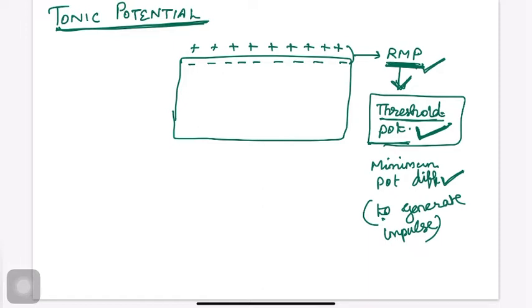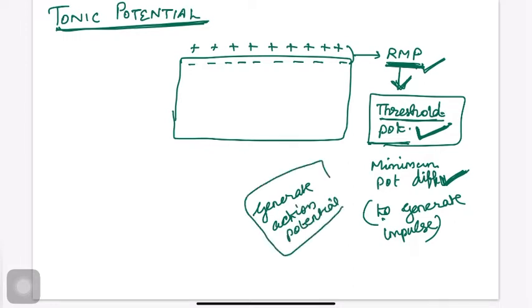What does threshold potential mean? It is the minimum potential difference which is required to fire a nerve, or to generate an action potential. What will generating an action potential do? It will help in conduction of the impulse. Only after an action potential is generated can the impulse be conducted, right? So tonic potential is a very easy term, a very small topic.